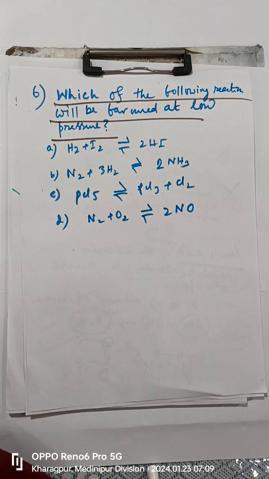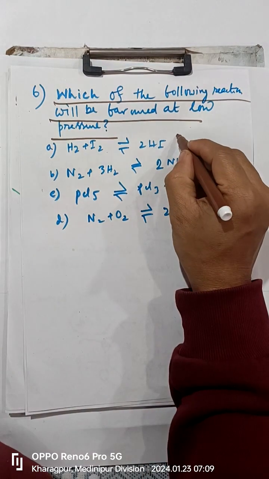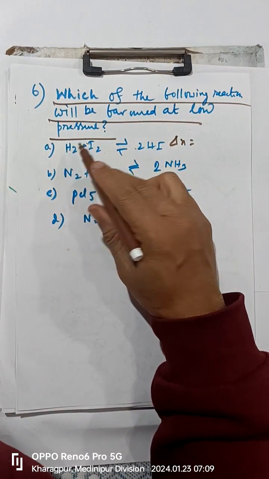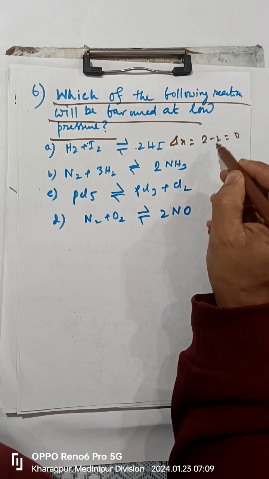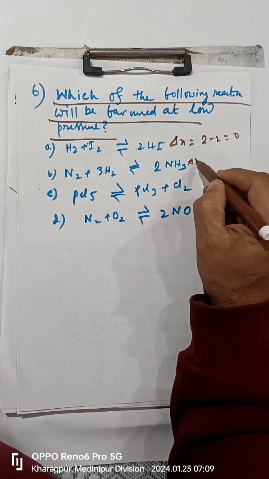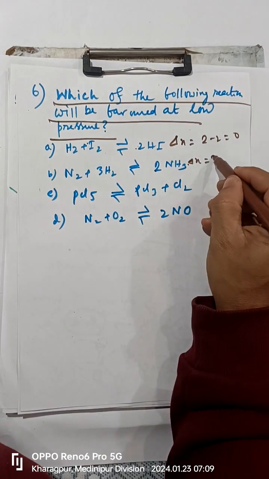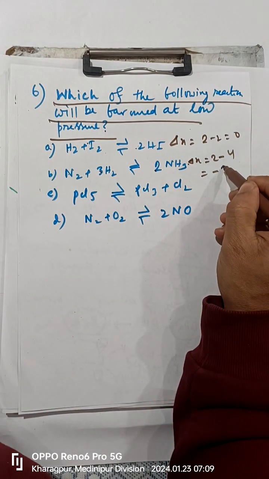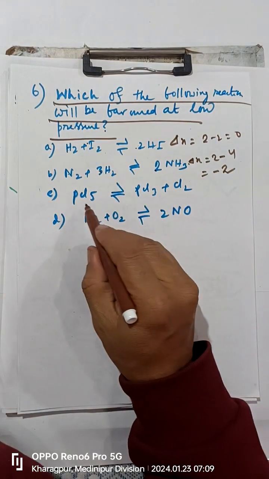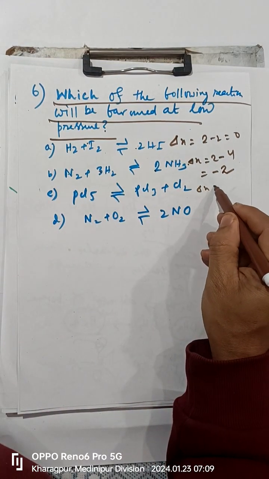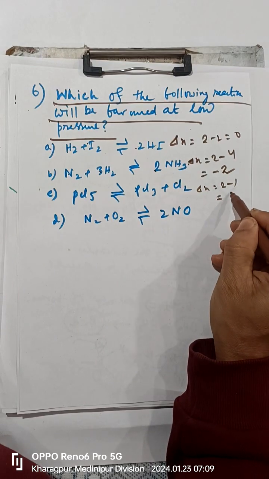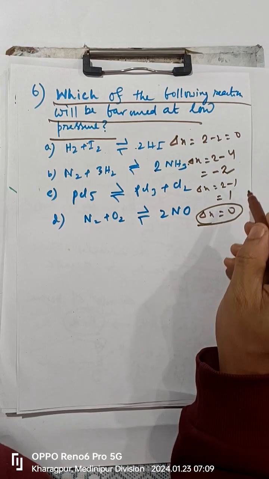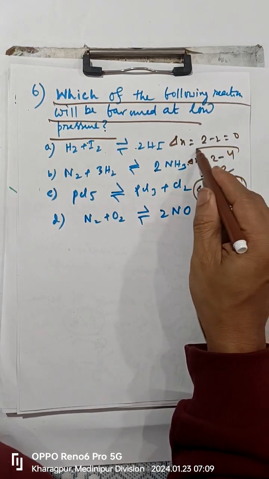If you see here, delta n is equal to 1 plus 1, 2, minus 2, equal to 0. Here delta n is equal to 2 minus 3, which is minus 1, or 4 minus... that is, minus 2. And here delta n is equal to 2 minus 1, equal to 1. And here delta n is equal to 0. So this is very simple to calculate, the delta n value.